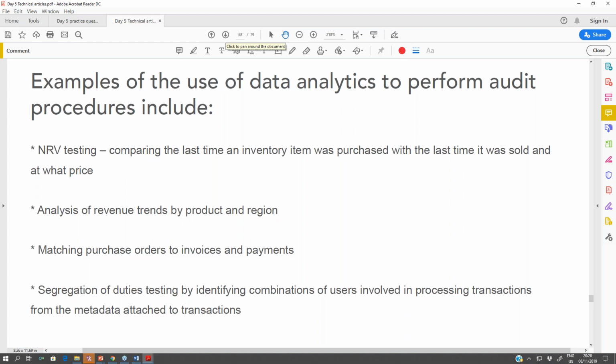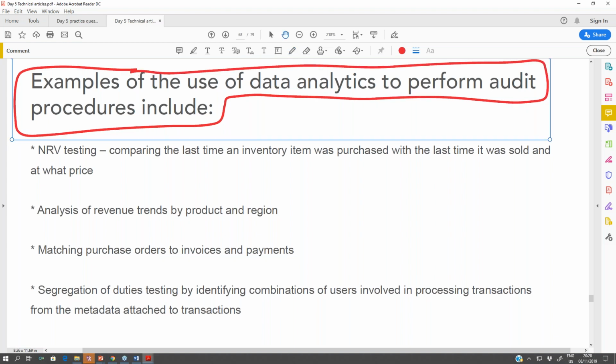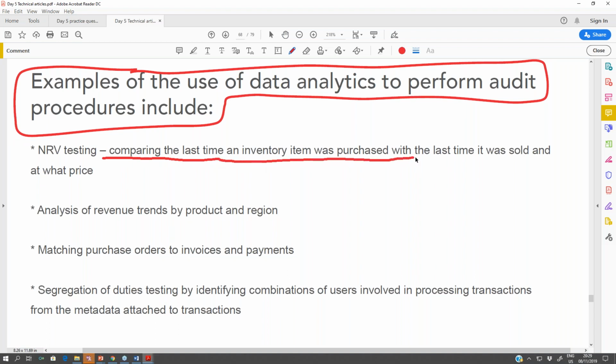Examples of the use of data analytics to perform audit procedures. Now, the examiner was saying that the auditor should use computers. Auditor should use IT in the audit. If you use a data analytics software in the audit, it can also help you to perform procedures like NRV testing, comparing the last time an inventory item was purchased with the last time it was sold and at what price.